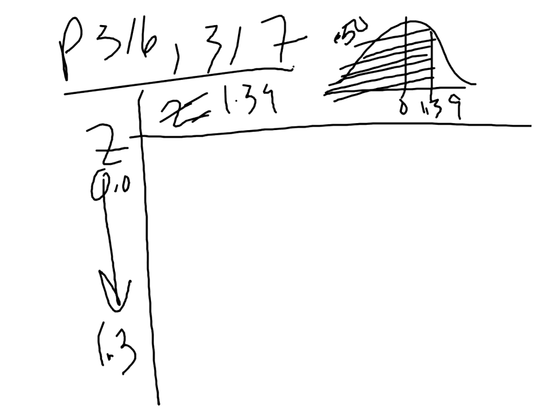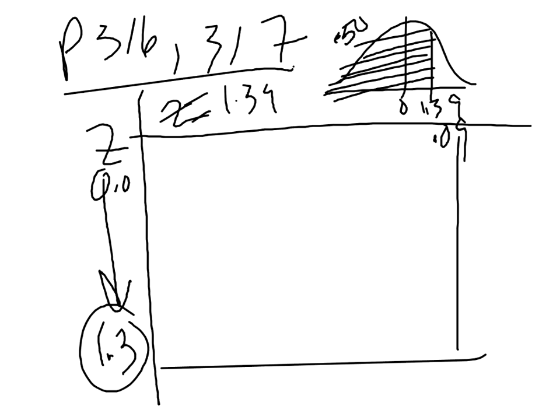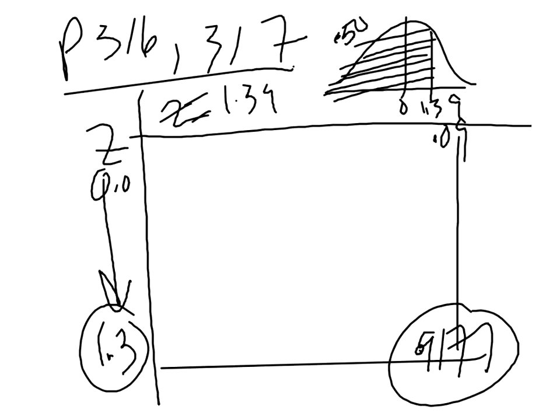And then we find the 1.3 in the vertical column, and we find the 0.09 in the row, and then we come down and find where they meet at 0.9177. In other words, I'll show exactly what this means.